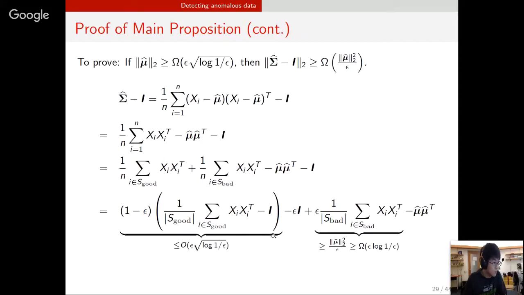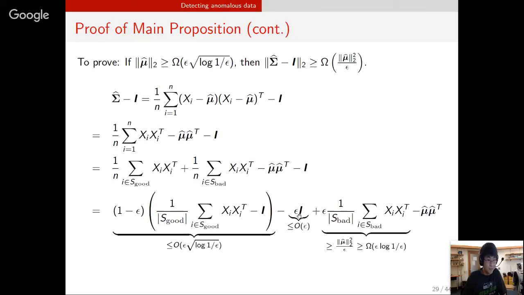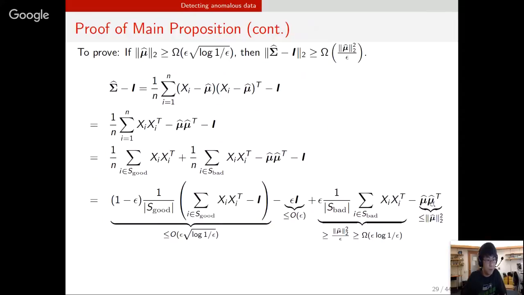The first term has small spectral norm just from our concentration inequality. This has spectral norm at most epsilon square root log 1 over epsilon, so this is clearly smaller than this. Good. The second term is epsilon times the identity. The spectral norm of this is epsilon, so clearly this is smaller than epsilon log 1 over epsilon. And finally, the spectral norm of mu hat mu hat transpose: again, this is a rank 1 matrix, so the spectral norm of any rank 1 matrix is just the mu hat 2 norm squared. And this is clearly smaller than mu hat 2 norm squared over epsilon. So this term is dominated by that term. All 3 terms individually are smaller than this, so by losing some constant factor, this term dominates their sum as well.